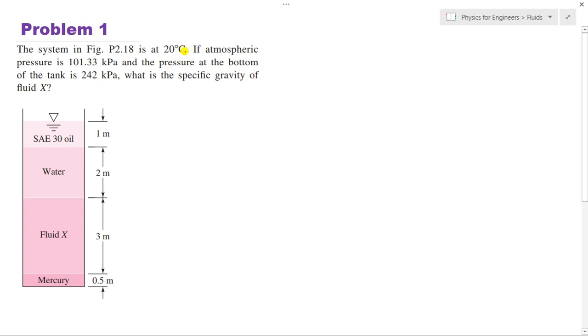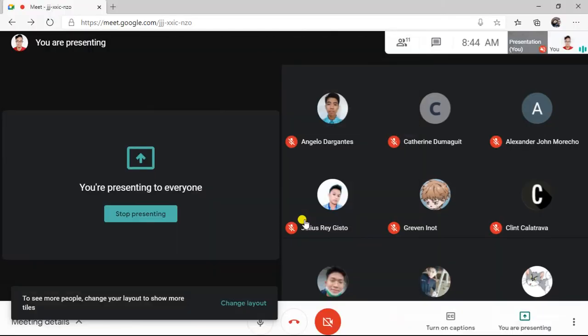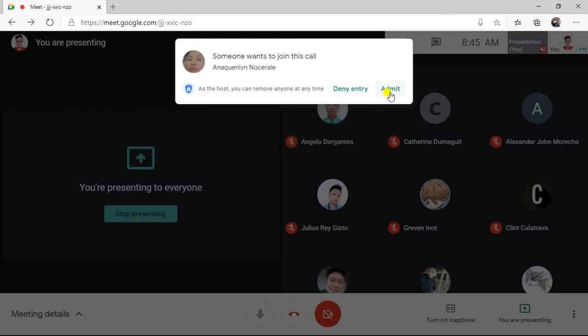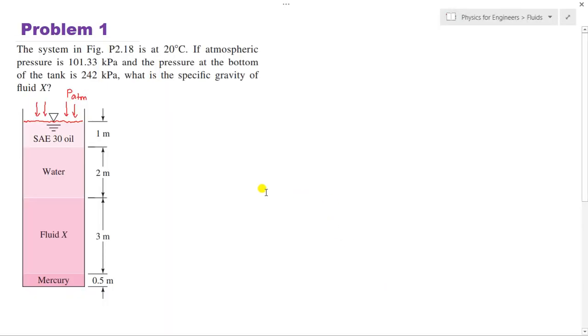Okay, if atmospheric pressure is 101.33 kilopascal, that indicates the free surface of the water. Of course, the atmosphere exerts pressure there, so we label it as P atm. So what we need to do here is we just sum up the pressure from top to bottom.